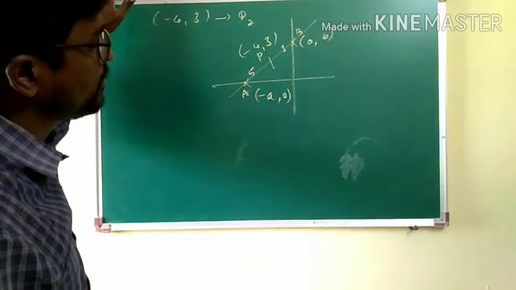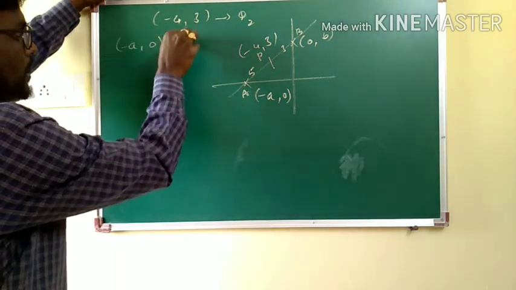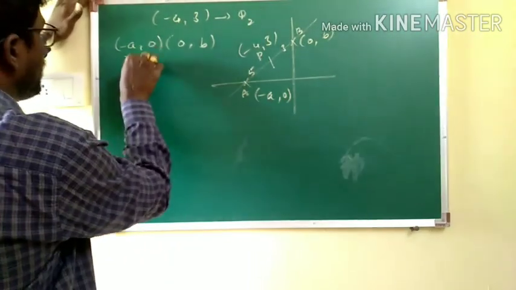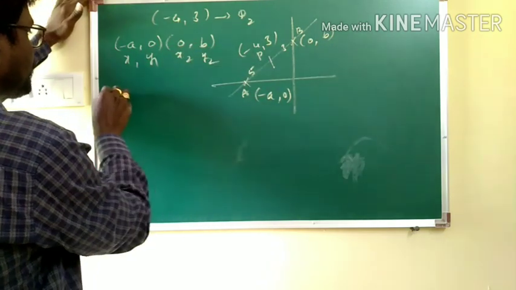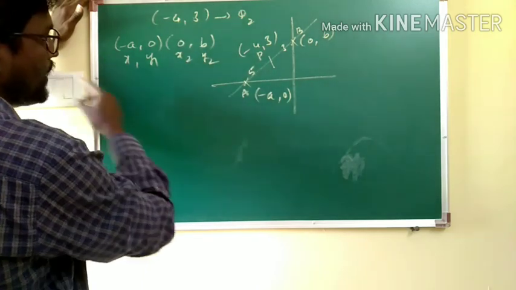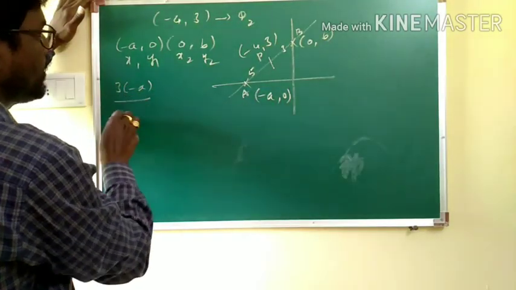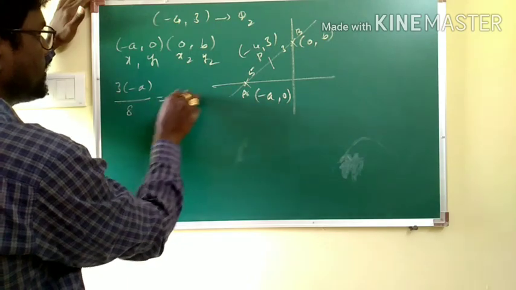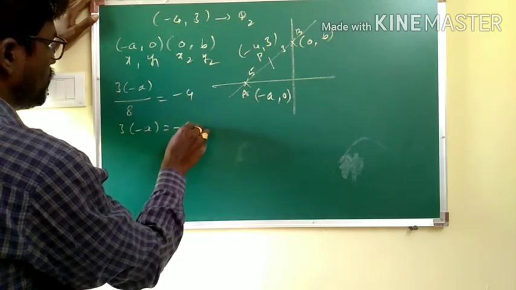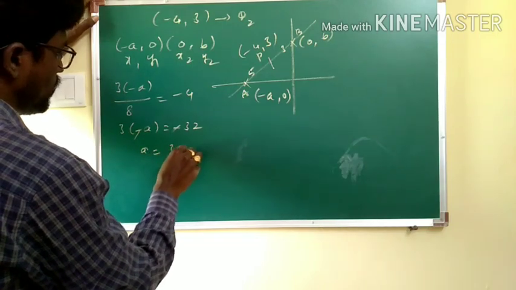What is the section formula? For minus A comma 0 and 0 comma B, I am going to apply the section formula. With x1 y1 x2 y2, it is mx2 plus nx1. m into x2 means 0, nx1 means minus A. What is n? 5:3 means 3 into minus A by 5 plus 3, that is 8, is equal to minus 4. 3 into minus A is equal to minus 32. Therefore, minus and minus get cancelled. A is equal to 32 by 3.